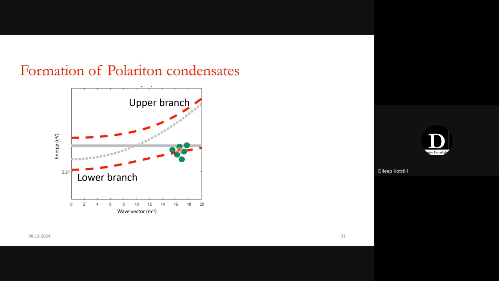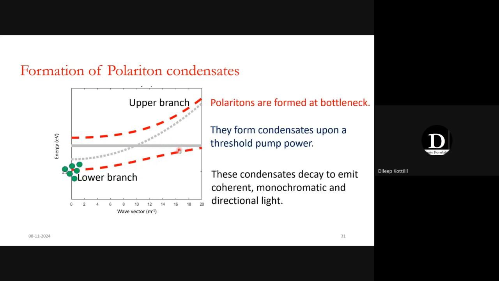And then after a certain pump threshold, all these polaritons will suddenly, quickly, spontaneously come into a certain state where the energy is constant. In this case, it is 2.2 eV, and the wave vector is 0, and they are all in phase. All these polaritons are in phase. Initially, they were in different phases, but after the pump threshold, they undergo a spontaneous transition into a condensate. So these polaritons at this point in the E-k diagram are called a Bose-Einstein condensate.